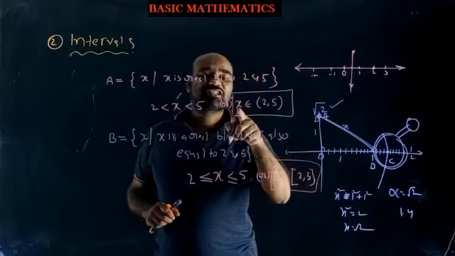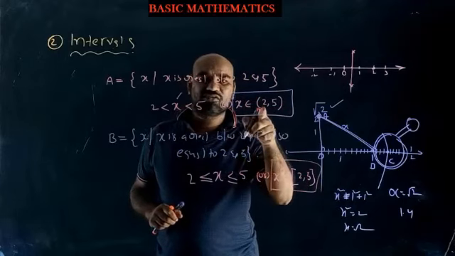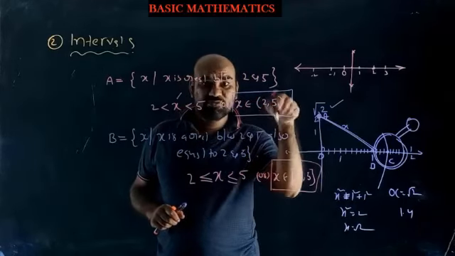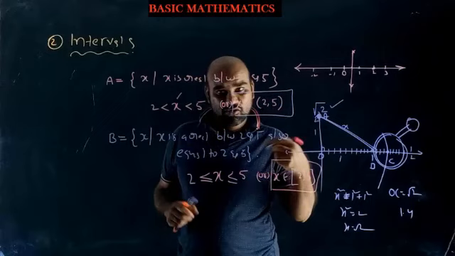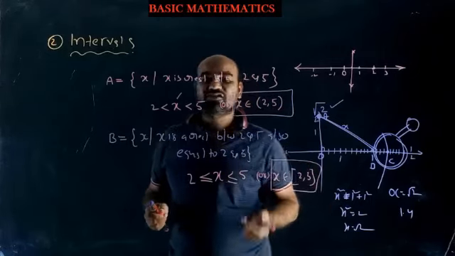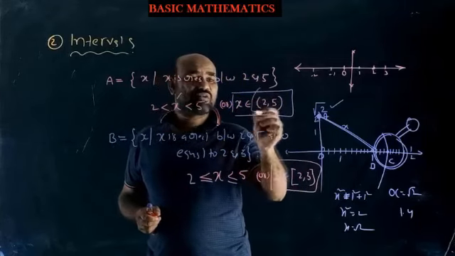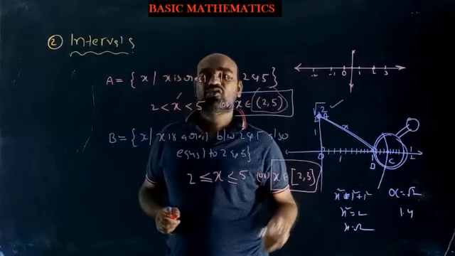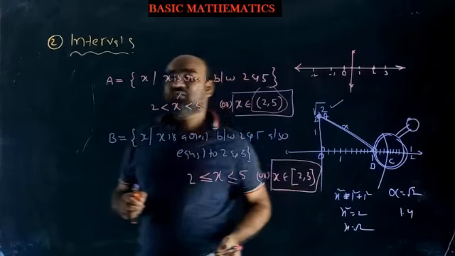Here what happened? X belongs to 2 to 5 only. X is not including 2 and not including 5, it lies between 2 to 5. So here x may be 2, x may be 5 and between 2 to 5. Okay. So this is the concept of open interval. This is the concept of closed interval. Okay. Types of intervals.